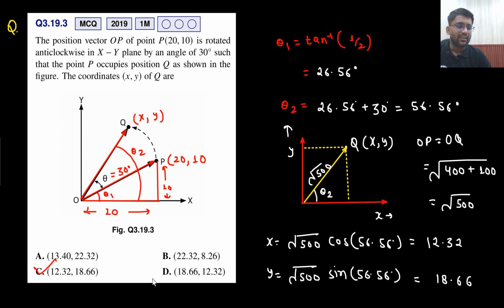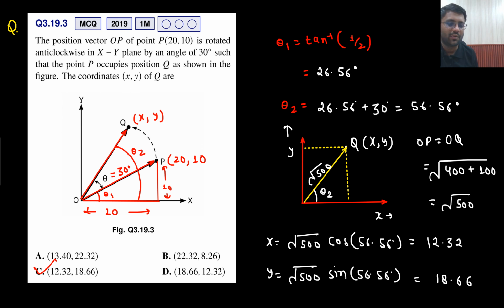A lot of times I have seen these kinds of questions being asked. If you are studying vector calculus for so long, then this much should click for you. Theta 1 is the angle tan inverse 1 by 2, then 30 degree more you rotated, then the total angle we have understood, and from there you got the coordinate of Q. Okay, that's it. This is the end of your vector calculus as well.